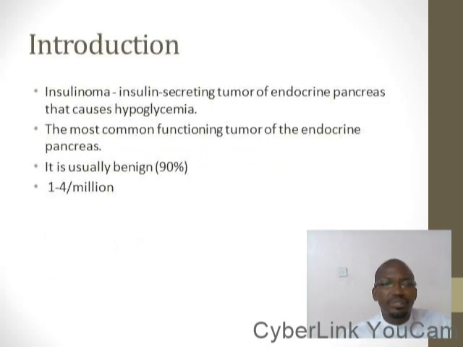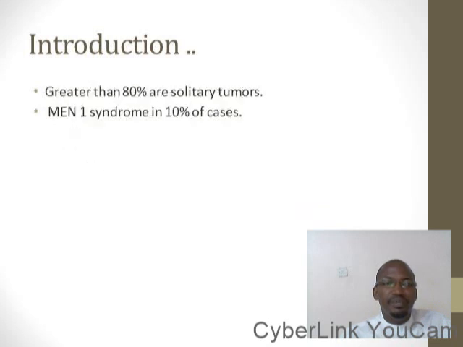Insulinoma is an insulin-secreting tumor of the endocrine pancreas that causes hypoglycemia. Although it is the most common functioning tumor of the endocrine pancreas, it's usually a rare disorder because it occurs in about 1 to 4 cases per million of the general population. It is usually a benign disorder, and more than 80% of the tumors are solitary. It may occur in association with other syndromes, especially the multiple endocrine neoplasia 1 syndrome.